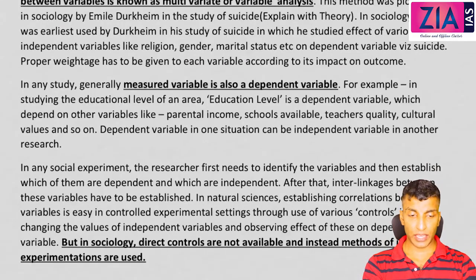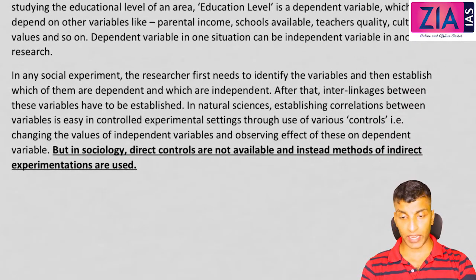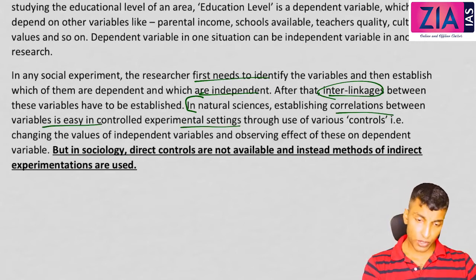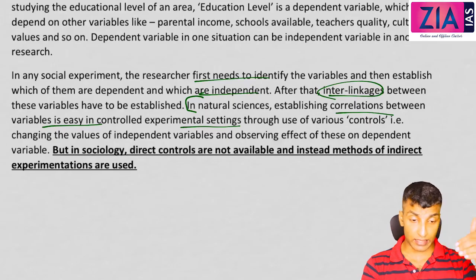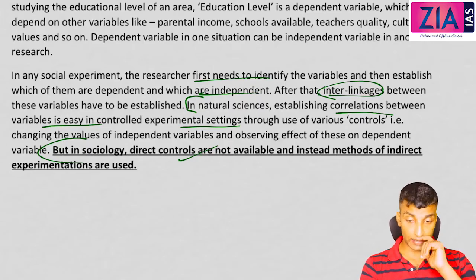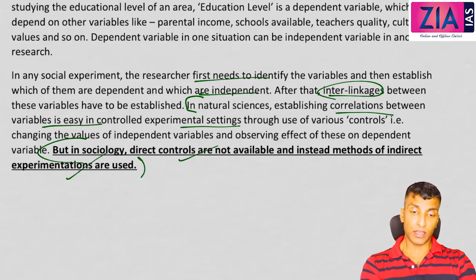Now these are things which you can read. In any social experiment, the researcher first needs to identify the variables and establish which one of them is dependent and which is independent, then establish the interrelationship. In natural science, establishing the correlation between variables is easy in a controlled experimental setting because you are doing it in the laboratory setting. It will be very easy. But in case of sociology, that may not be possible. So indirect experimentation is possible, not controlled experimentation.